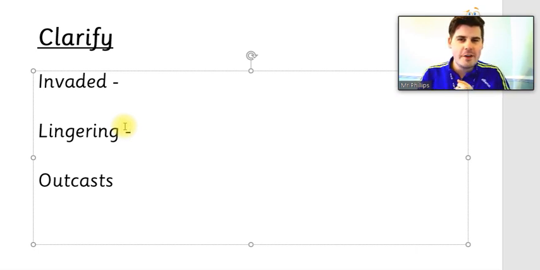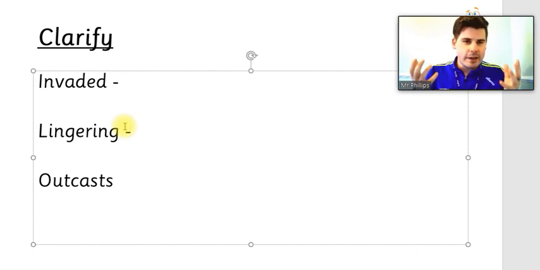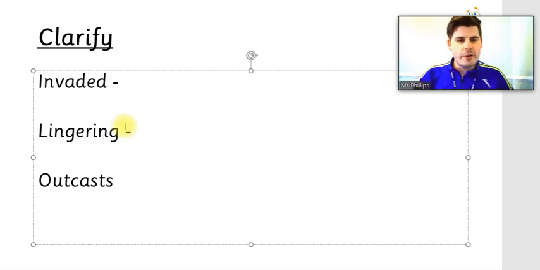Okay, so now you've defined invaded, let's look at the next one, which is lingering. It's said that she had a lingering secret. What do you think lingering might mean? You might say that it was a lingering feeling or a lingering smell. What do you think lingering might mean? Pause the video again and write down your definition of lingering.